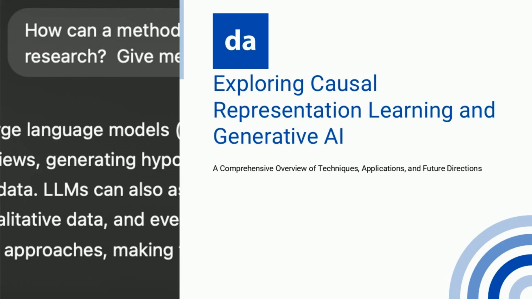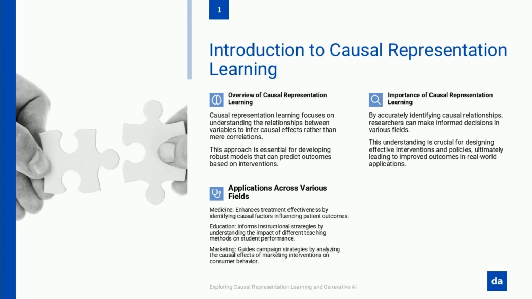Now, let's get started. Causal representation learning is a groundbreaking shift in how we approach data and artificial intelligence. It takes us beyond the surface level insights of traditional machine learning, where patterns and correlations dominate, and into the heart of the matter, understanding why things happen.